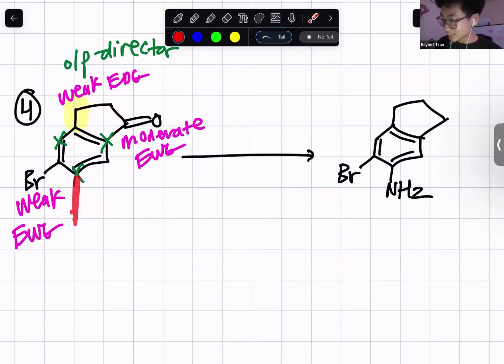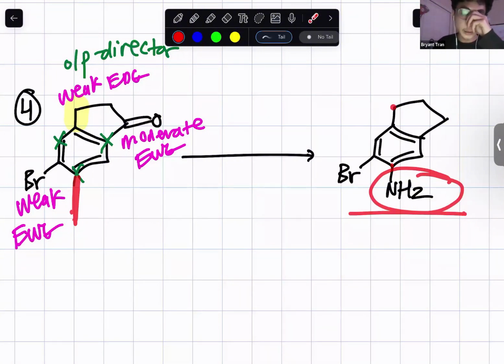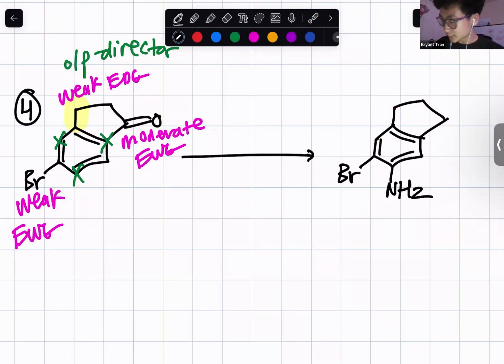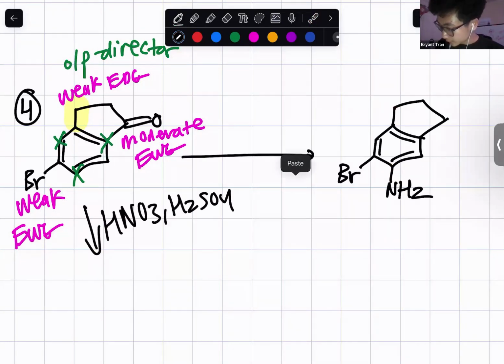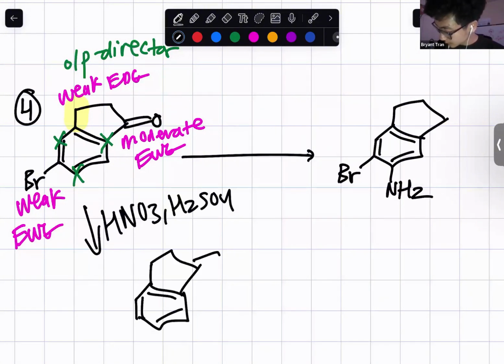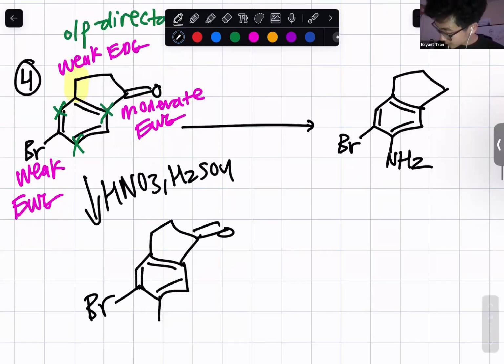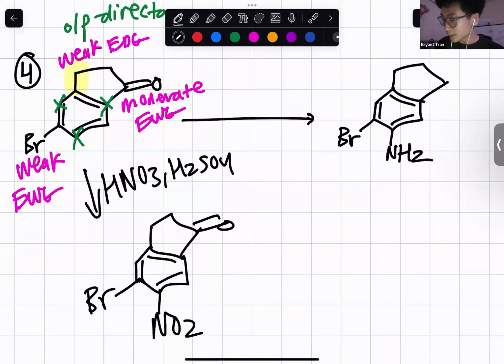And that's lucky for us because what do we see here? We see this group para to this EDG. What EAS reaction do you guys know that would add a nitrogen atom to the benzene ring? Nitration, yes, HNO3, H2SO4, the reagents for nitration. And that's gonna add the nitro group para to that weak EDG, the directing group, right? Now, there's one last step here.